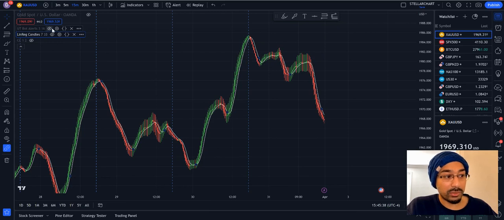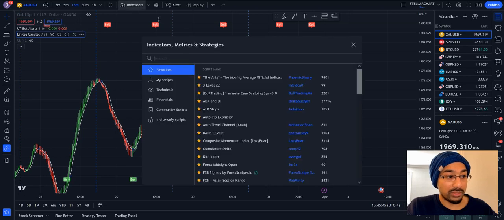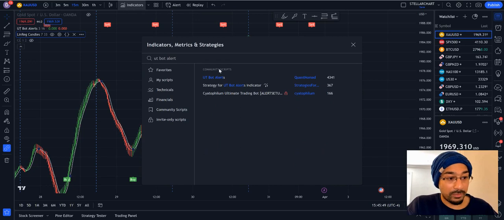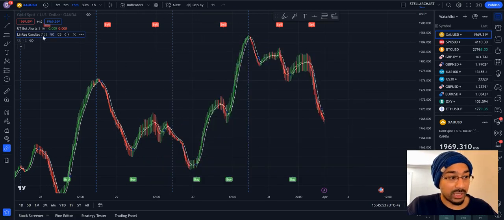The second one is the UT bot alerts. You'll see this very commonly used by a lot of YouTubers and in YouTube videos themselves. It's very simple to find. You just search for UT bot alerts, and this one is by Quant Nomad. This is a very good indicator itself.